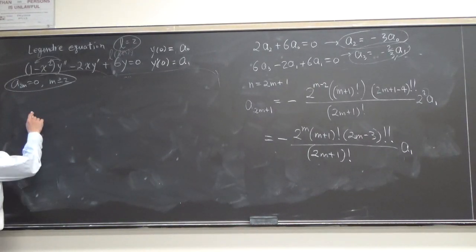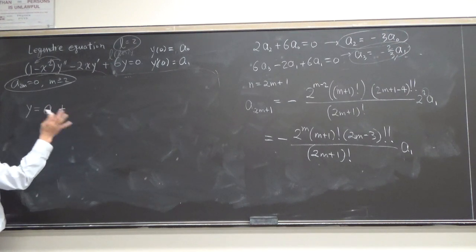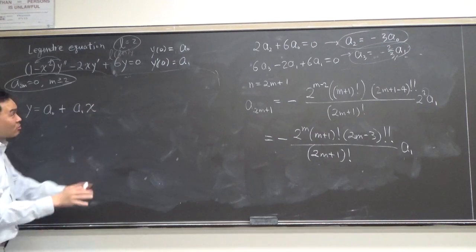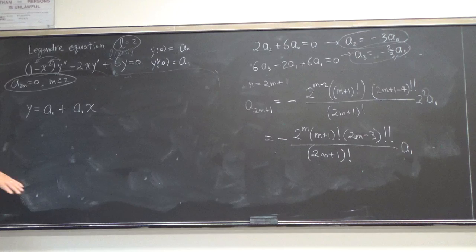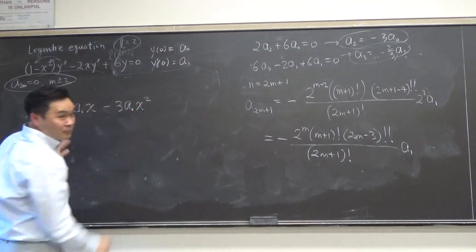Okay, so let's now write down what y is. Y is A0. A0 is A0. A1 is A1. Those are the two given values. That's how we were thinking of it, right? But then A2 is what? A2 is minus 3A0 x squared, right? Is that good?